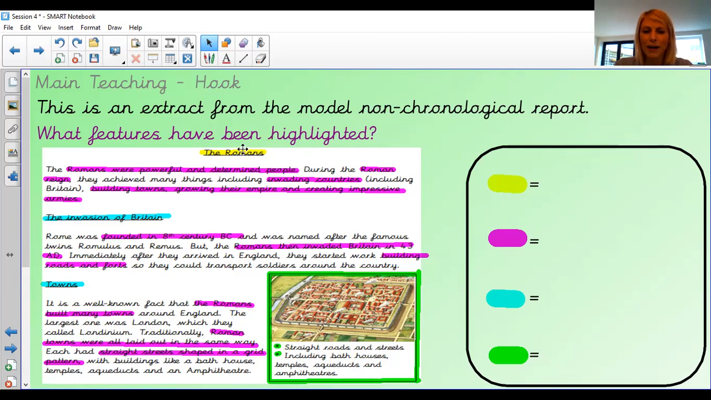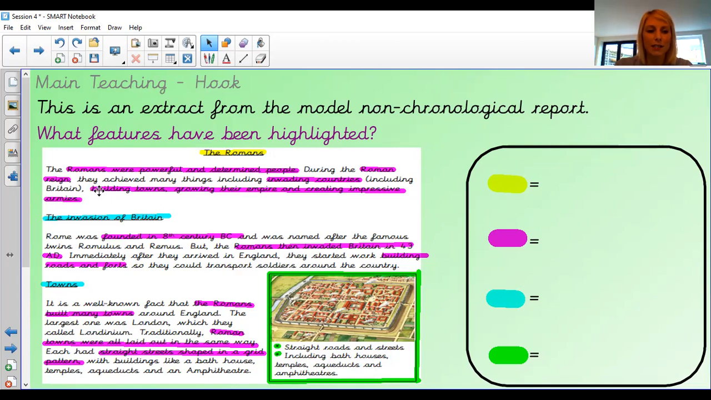So in yellow, I've highlighted just the Romans, which is right at the top of the piece of writing, and it's underlined and it's got capital letters as well. So I wonder what feature that might be. Let's go on then to my purple highlighting.